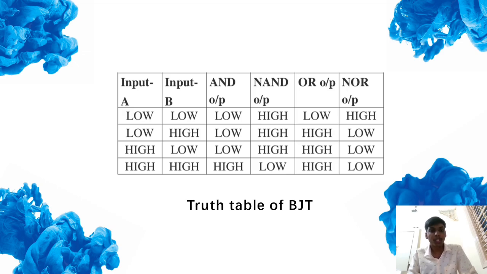If input A is low and input B is high, the AND gate output is low, the NAND gate output is high, the OR gate output is high, and the NOR gate output is low. If input A is high and input B is low, AND is low, NAND is high, OR is high, NOR is low. If both inputs A and B are high, AND is high, NAND is low, OR is high, NOR is low.